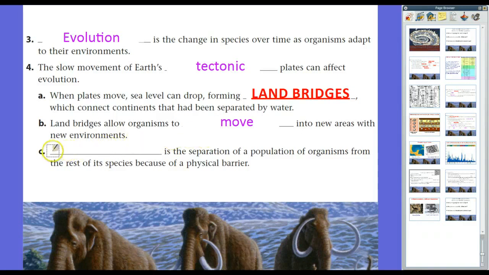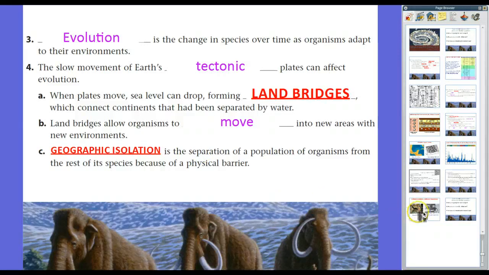Now, the term geographic isolation is the separation of a population of organisms from the rest of its species because of a physical barrier. So, for example, climate change happens, sea levels go up, and lions are separated. There are North American lions, and then there are European and Asian lions. Those were separated, and as a result of their separation over time, they'll evolve differently.